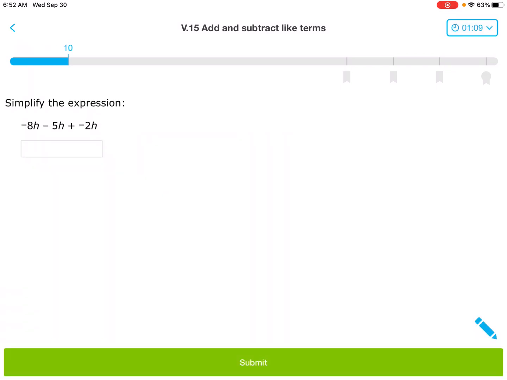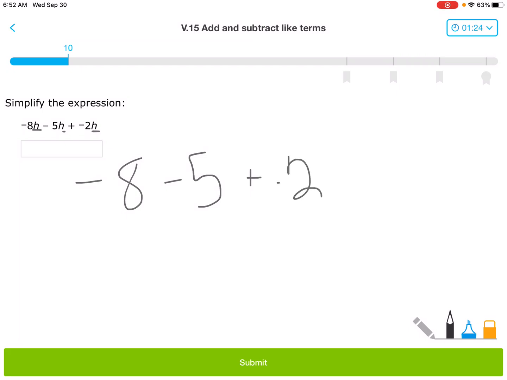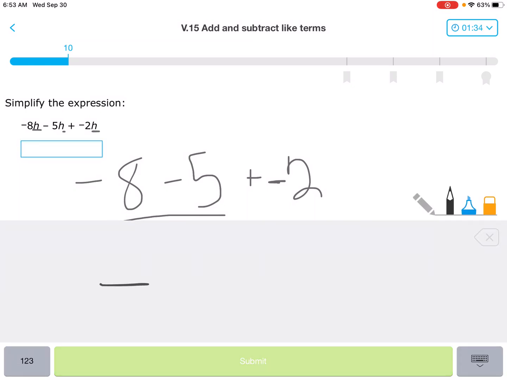In this expression, all the terms have an h with them. They all have an h. So I'm really just looking at the numbers. -8 minus 5 plus -2. -8 minus 5 is -13 plus -2 is going to give me -15h.